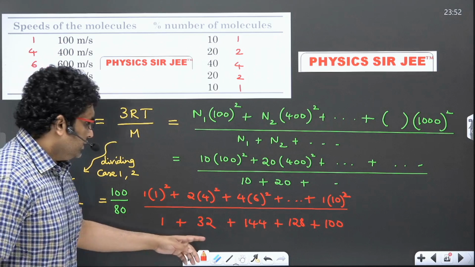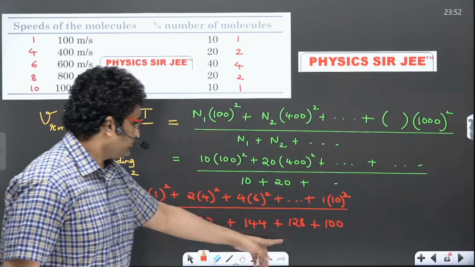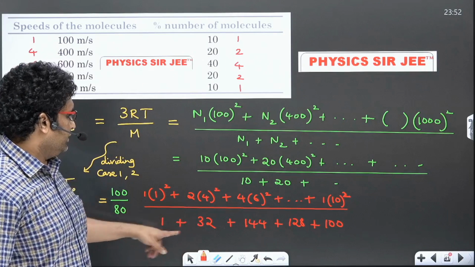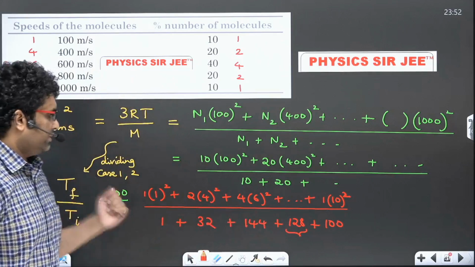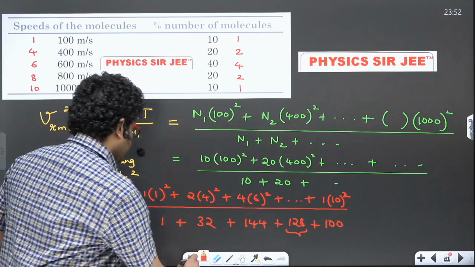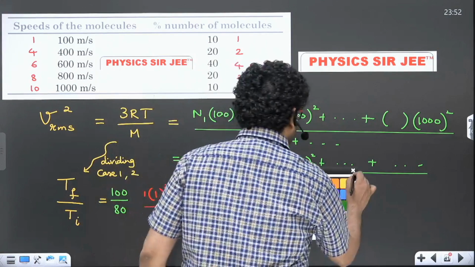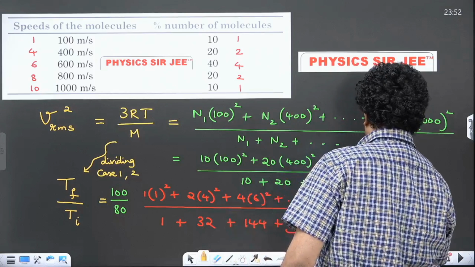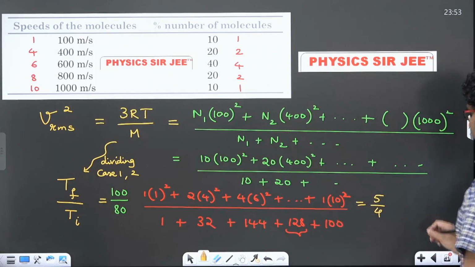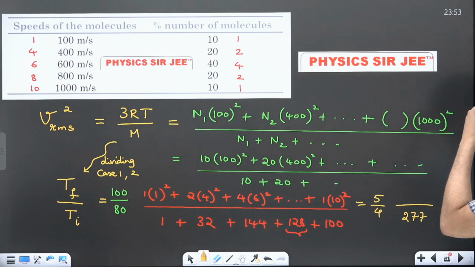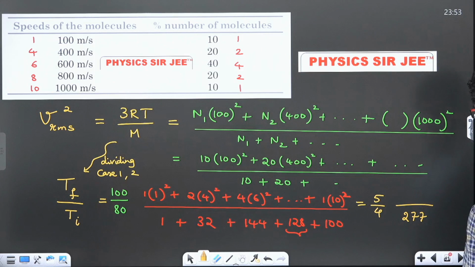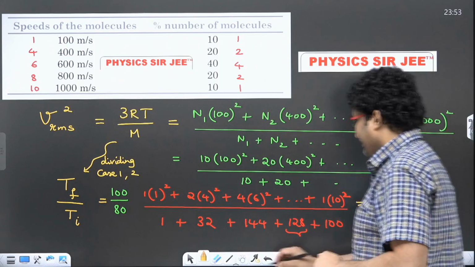So how much would this be? Easier to add 100, then 133, this would be 277. So without 128, you already have 277. So that would be the numerator, right? So this entire thing would be equal to 10 by 8, which is 5 by 4, that I'll write in yellow. And in the denominator, I ended up getting 277. And you add 128 to 277, you end up getting 405. Oh, 277 should be on the top and 405 should be on the bottom.